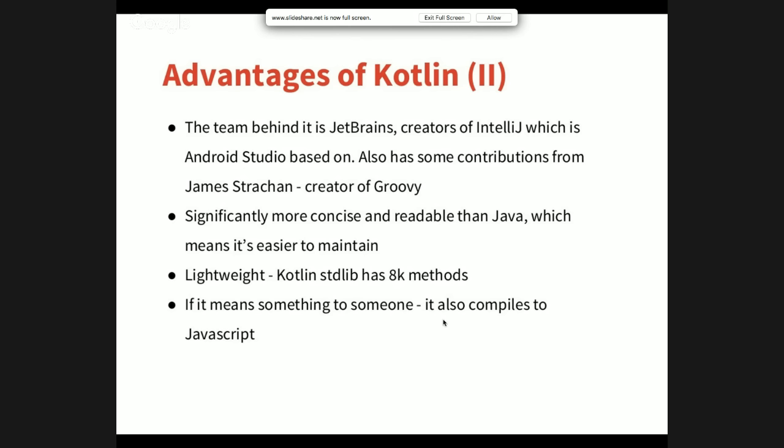It is significantly more readable than Java, and that means the code is easier to maintain and easier to understand. It's lightweight. The Kotlin standard library has only 8K methods. I checked that a few days ago with the latest version, while Groovy has 30K, Scala 80K. It also compiles to JavaScript, if that means anything to anyone. Maybe if you want to program inside of a web view, if you have a hybrid app, something like that, you can do both in Kotlin.